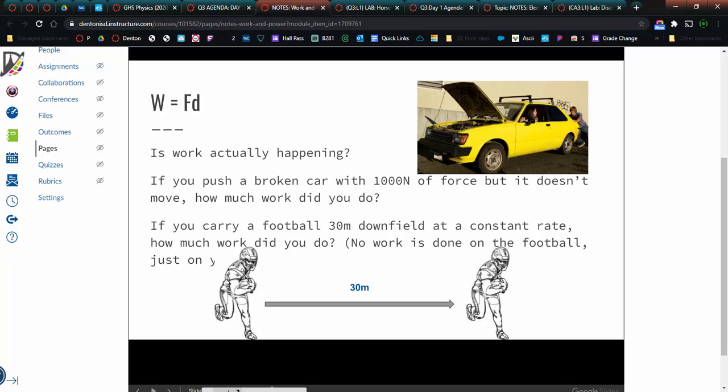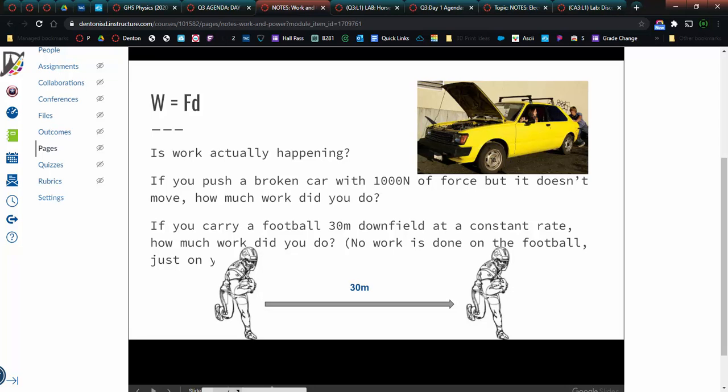So in this case, it's obvious that you're carrying it down the field. It went 30 meters. But the key is right here in the setup. It says you're carrying it at a constant rate. If you're carrying it at a constant rate, remember a rate is something changing over time. If you're just simply walking downfield with a football, are you speeding up? Are you slowing down? No. You're going at a constant speed.